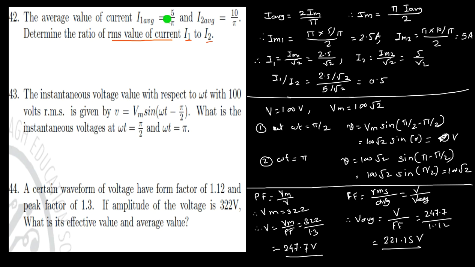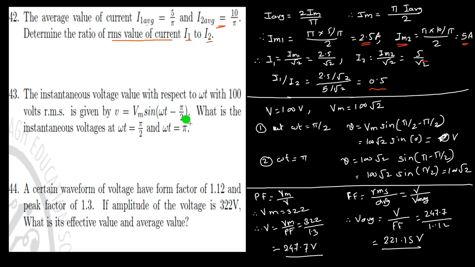So Im1, the maximum value of the first, is pi into 5 by pi divided by 2, which gives you 2.5 ampere. Similarly, the maximum value of the second quantity is pi into 10 by pi divided by 2, that is 5 ampere. So the RMS value I1 is Im1 by root 2, that is 2.5 divided by root 2, and I2 is Im2 divided by root 2, that is 5 by root 2. So I1 by I2 is 2.5 by root 2 over 5 by root 2, which gives you 0.5.